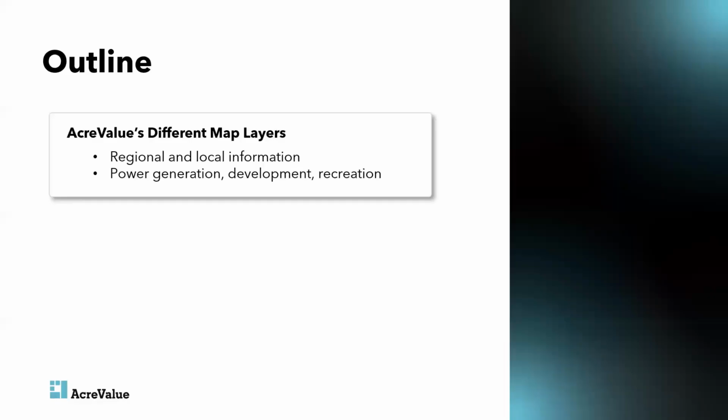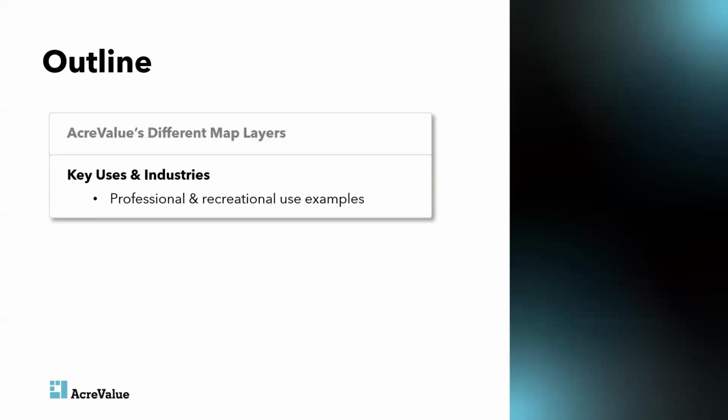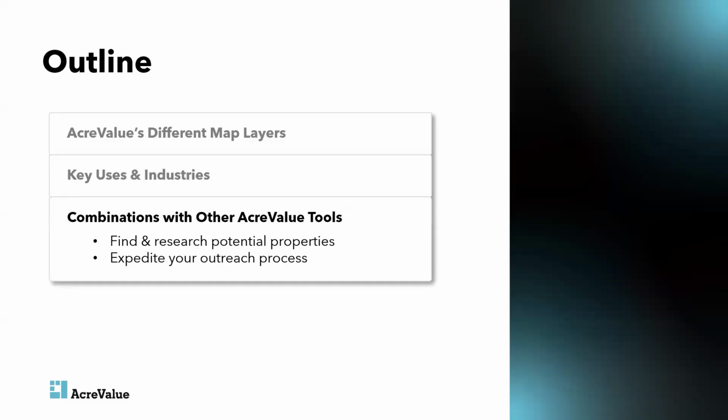Specifically, let's jump into an outline here. We'll be covering, to start with, what are the map layers? What's regional, what's local in terms of the information breadth, and how can I access these different types of information around power generation, potentially property development and recreation. Next, after we cover the map layers themselves, we'll talk about the key uses and industries for each map layer and how they can be combined with each other, and go through a few professional and recreational use examples. Finally, we will combine the map layers with other AcreValue tools and go through some examples to help find and research potential properties that may be of interest to you, or potentially expedite some outreach process as well.